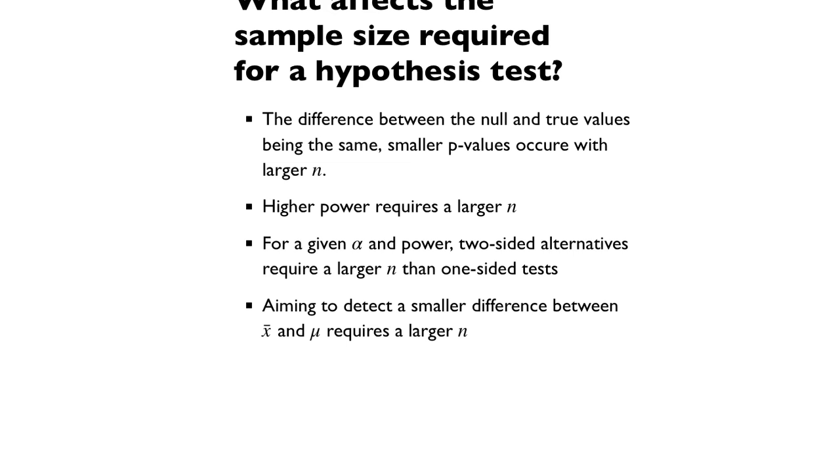So what affects the sample size required for hypothesis tests? The difference between the null and true values being the same, smaller p-values occur with larger n. So n, of course, affects the power. We know that. Higher power requires larger n. So everything else being equal, if you have a fixed alternative to the mean that you want to look at the power for, the bigger the n is, the more power you'll have, keeping everything else the same.